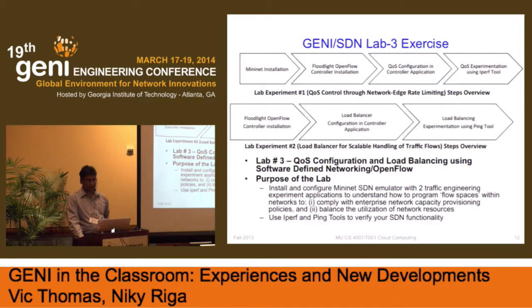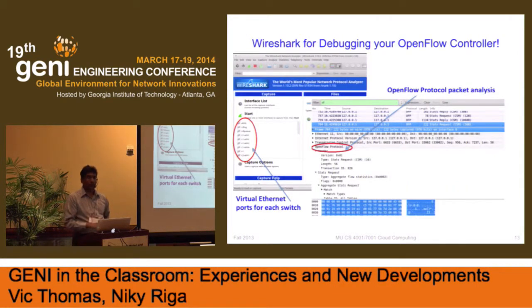And the last exercise, which is GENI related, was putting them to do some SDN understanding, and basically write OpenFlow controller applications. We introduced 2 applications. One was to do QoS control for network edge rate limiting based on some policies, and the second one was a load balancer. We used the Floodlight controller, and we had a ping utility to do different kinds of tests. One piece of the exercise was that they had to run this within Mininet and understand how to debug their controller, look at the protocol packets and modify them.